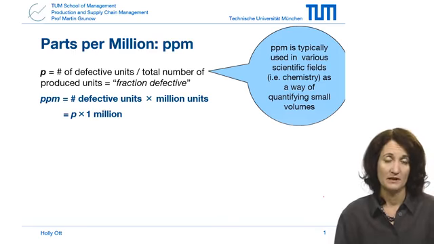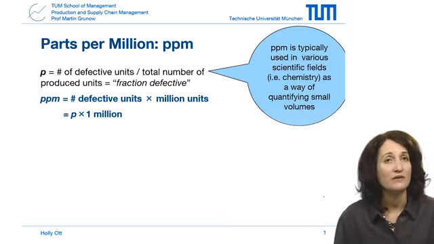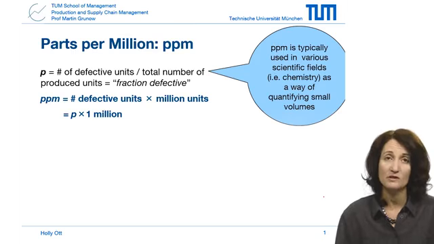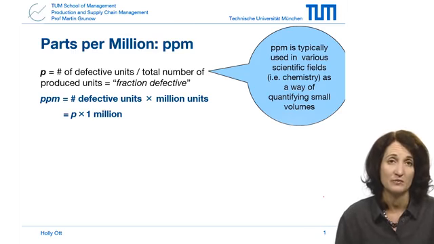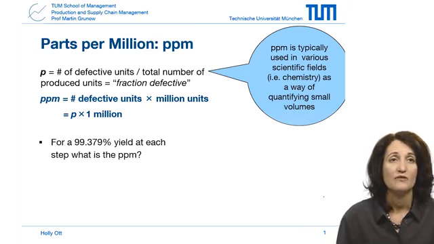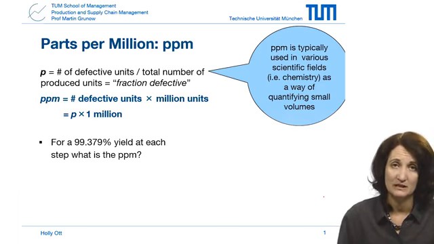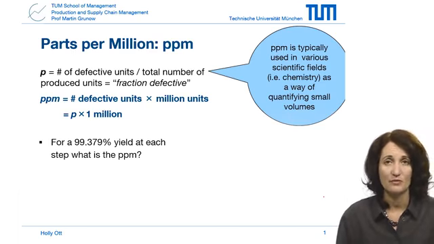1 million. Now you hear ppm typically used in scientific fields like chemistry as a way of quantifying very, very small volumes, but you also hear it quite regularly in quality management. So as an example, for a 99.379% yield at each step, what is the ppm?